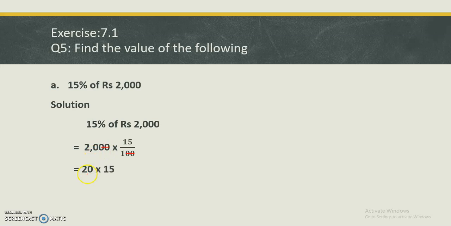Now what we have left? 20 multiplied by 15. 20 multiplied by 15 is 300. So 15% of rupees 2000 is equal to rupees 300.